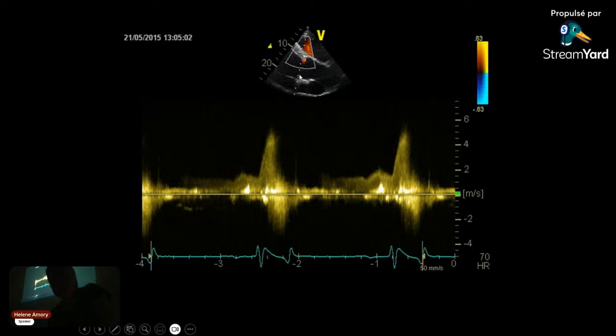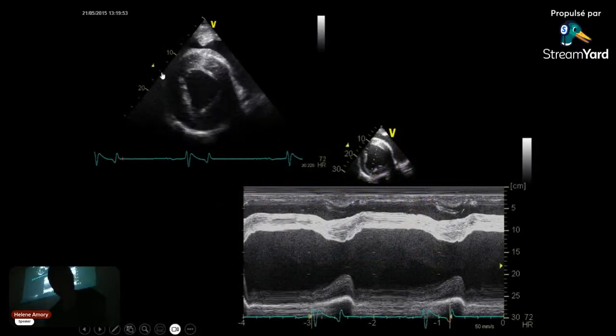It's coming from the left ventricle to the right ventricle, in the direction of my beam, so it's positive, okay? And I can measure the speed of this shunt. And the speed is higher than 5 meters per second. Remember it, because it will be important for the prognosis, okay?